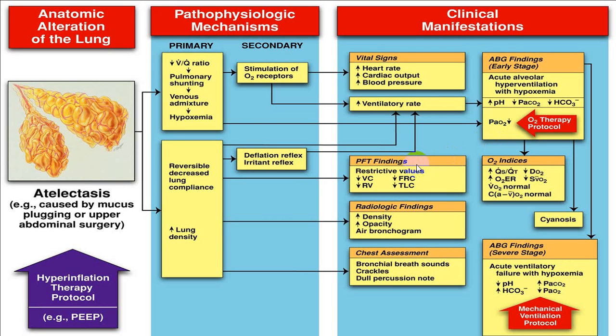As far as the PFT findings, oxygen indices, radiological findings, chest assessment and respiratory examination are concerned, these are all the findings you can come across. ABG-wise, pH is decreased, bicarbonate level is elevated to compensate, and PaO2 will be less. PCO2 will be elevated in a very severe stage.